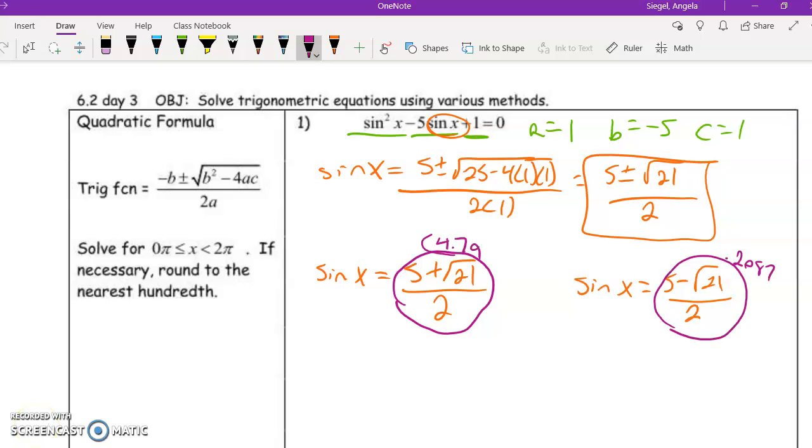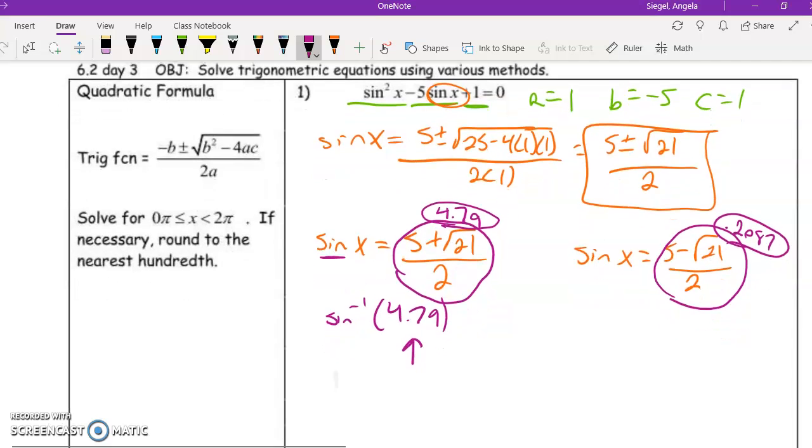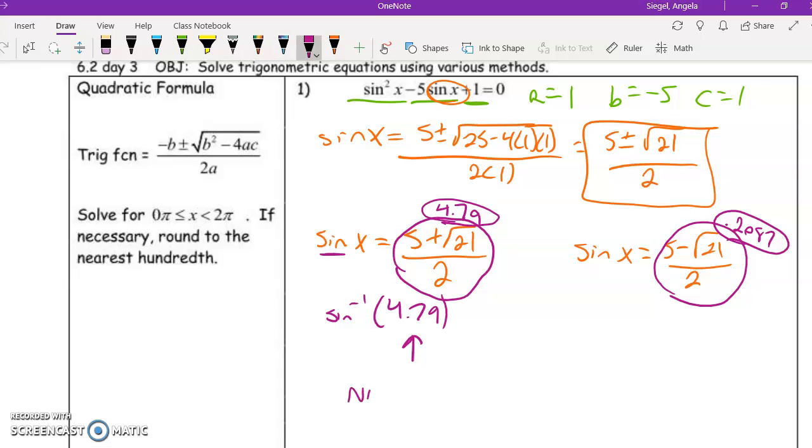Okay, so I got about 4.79 for this one, and I got about 0.2087 for that one. The reason I do this is because look at this one. I'm eventually going to say sine inverse of 4.79. Remember we talked about anything over 1 you can't do for sine, so this one is no solution. If this were tangent or something, I wouldn't care as much, but that's kind of a big deal.